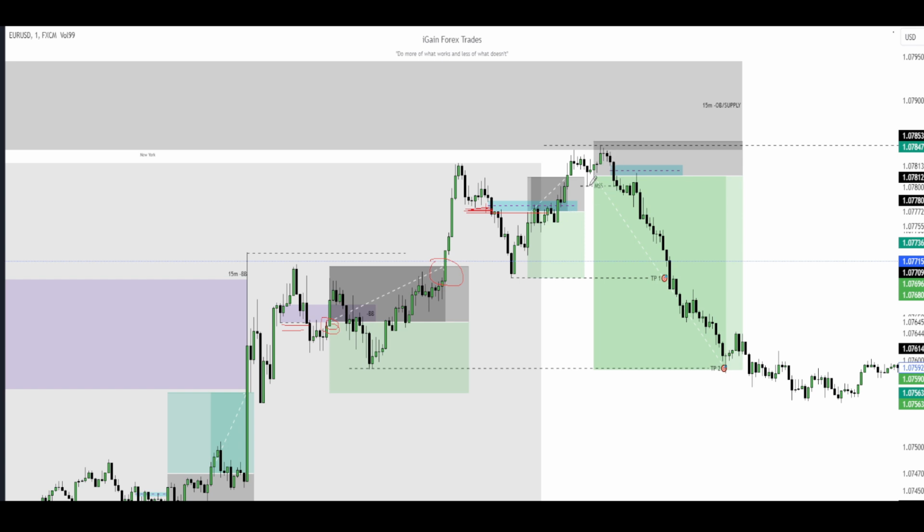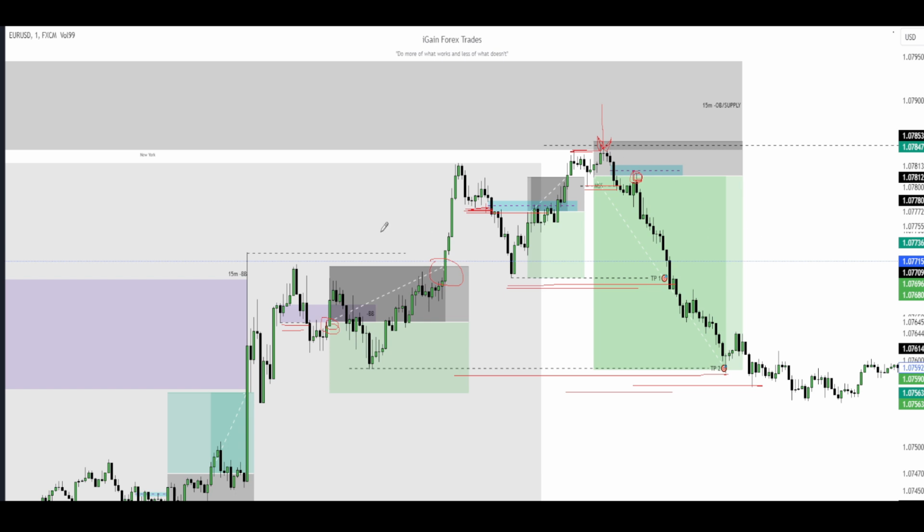So last trade here, entered at this fair value gap after this market structure shift, because we have a sweep here. Entered at this 15 minutes bearish order block or supply, then hit our first TP and then our second TP. Okay, so that's the trades I took on Thursday.